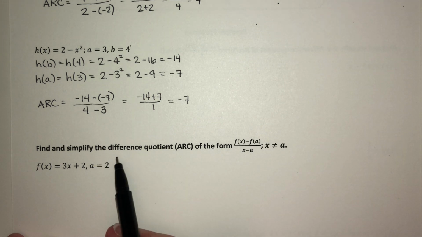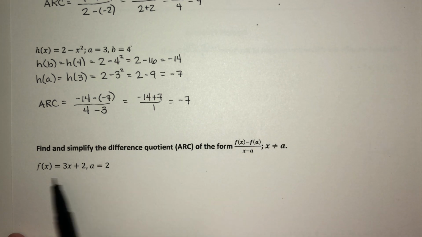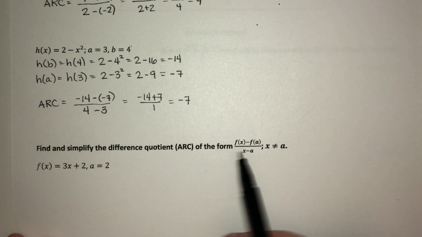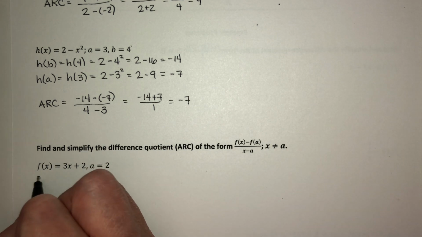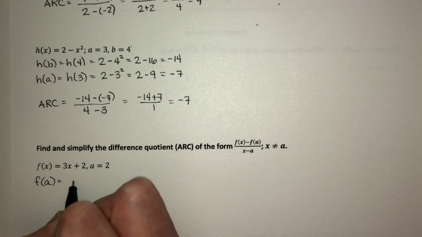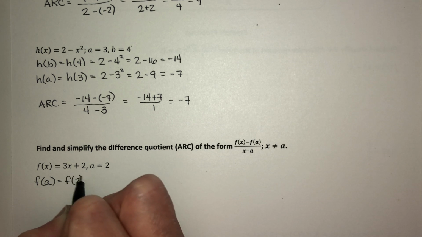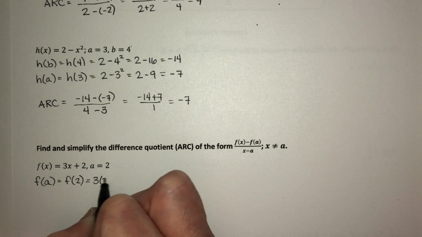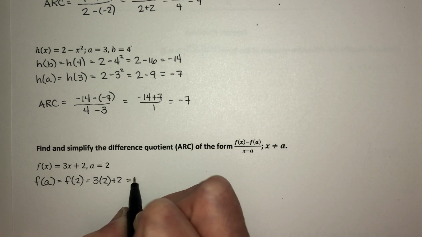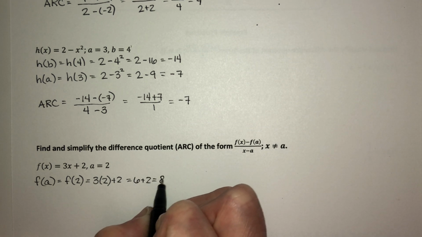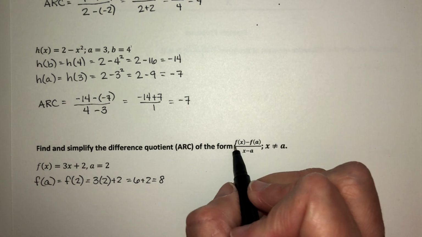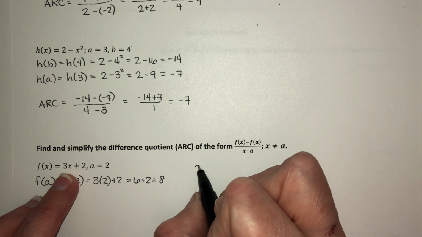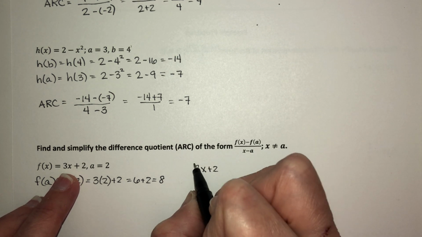So if I want to find the difference quotient or the average rate of change here, I know f of x is given to me. I know A, x is just going to be x, but I need to find f of A. So f of A is f of 2. 3 times 2 plus 2. 6 plus 2 is 8. So what do I have? f of x, which is 3x plus 2.